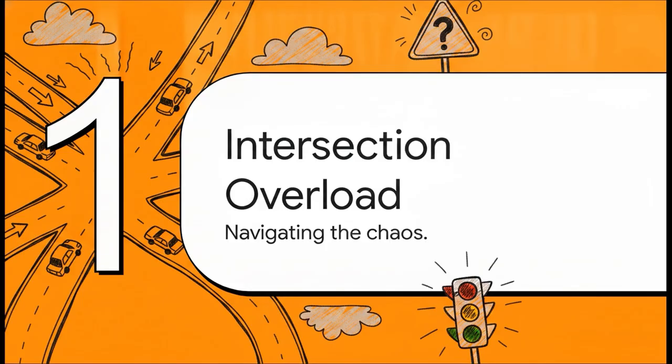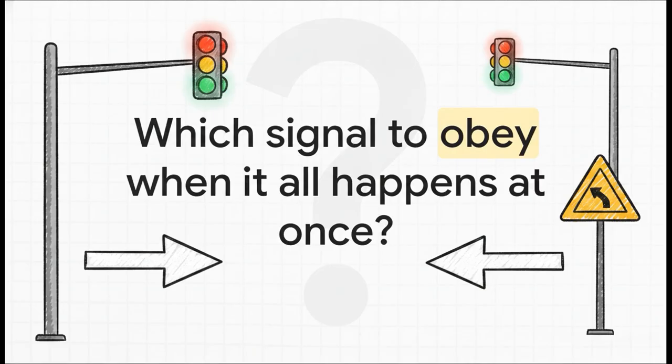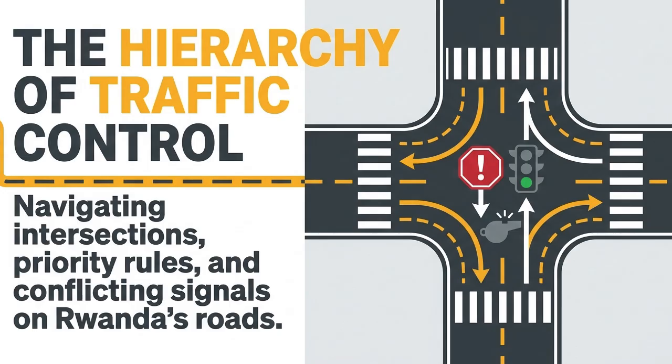The intersection overload problem. Navigating the chaos. So, ask yourself this absolutely crucial question. Which instruction should you obey when everything happens at once? Trying to obey every single signal simultaneously is exactly what causes that panic we talked about. Imagine rolling up and a light tells you one thing, a painted line says another, and a sign just contradicts the whole shebang. How on earth do you choose?